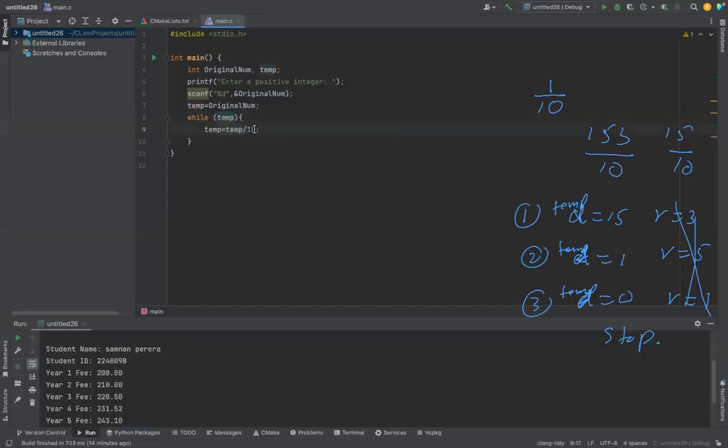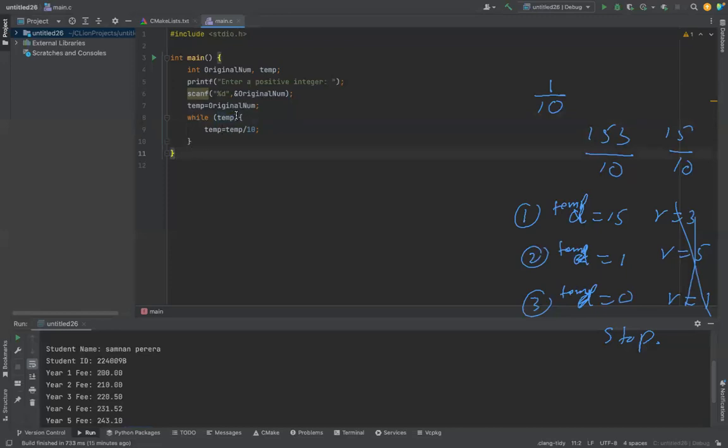Then temp divided by 10. Then what happens? It is 15. Now while 15, yes, 15 means true. Again you come here, 15 divided by 10. Now it is 1. Now while 1, 1 is also true. Then again go here. 1 divided by 10 is 0. Now temp is 0. When it is 0, while 0, you know it is false. 0 means false. Whenever this becomes 0, it is false. So the while loop automatically stops.